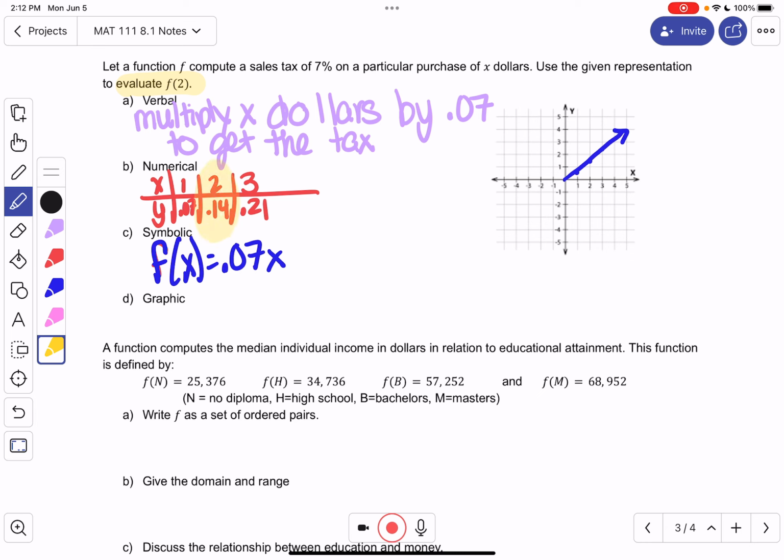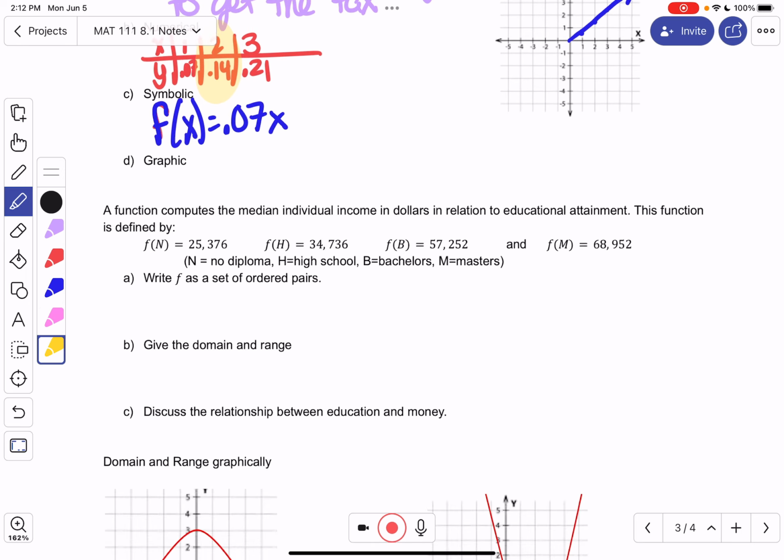At $2, it's 14 cents. But we could do it with any of them. All right, let's look at another one.